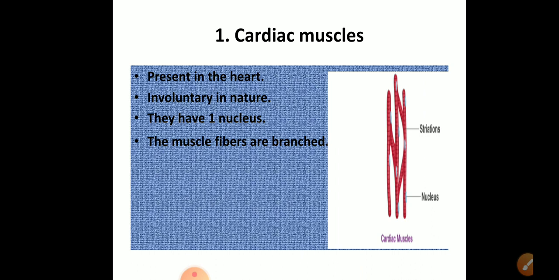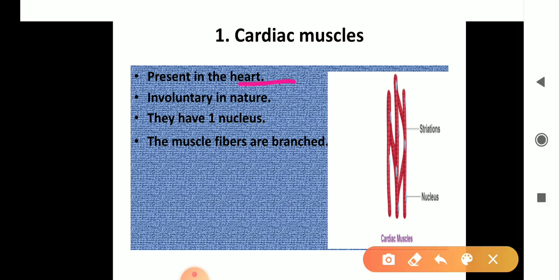Cardiac muscles. As the name suggests, these are present in the heart. Involuntary in nature, they do not depend on our will. हमारी इच्छा पे बिल्कुल काम नहीं करती हैं. In one cell or one fiber, only one nucleus is found, and the muscle fibers are branched in nature. They form a network in the wall of the heart, in the myocardium of the heart.